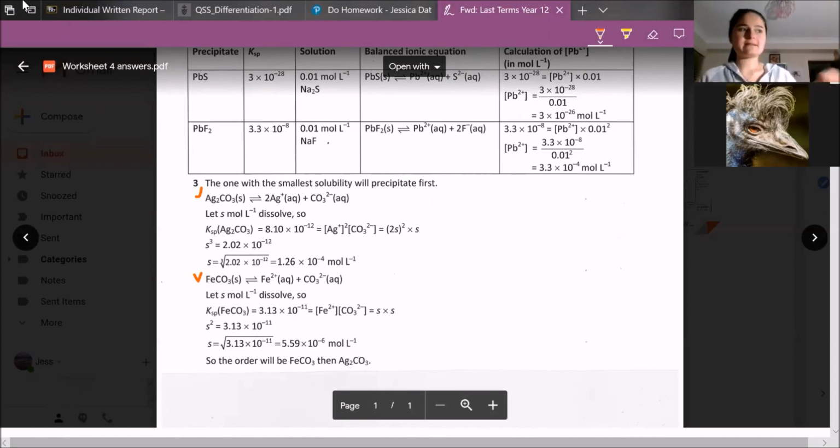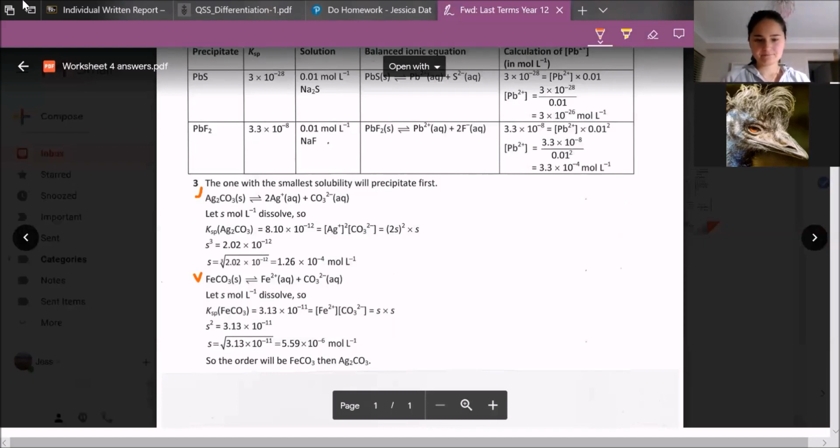Okay, so let's do this step by step. The first thing we're going to worry about is writing down our equations for both silver carbonate and iron carbonate. So don't look at your sheet of answers. Let's work hard for our answer. So we have Ag2CO3, and it's dissociating. So you're going to have your equilibrium sign. Remember, it's not going to be a straight arrow. It's going to be an equilibrium arrow.